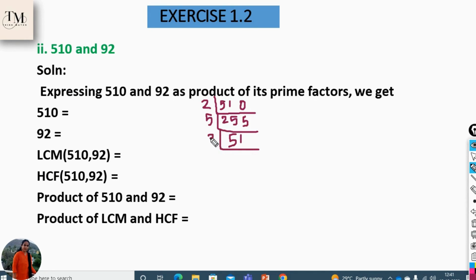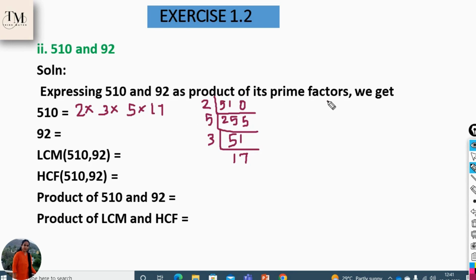Let me check for 3. 3 1s are 3, balance 2, 7 3s are 21. So 17 is a prime number. So I stop here. So 510 can be written as 2 into 3 into 5 into 17.